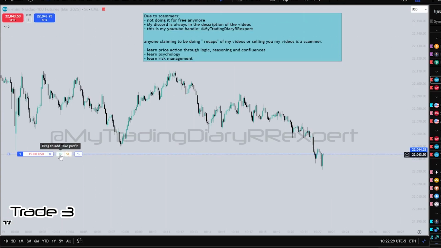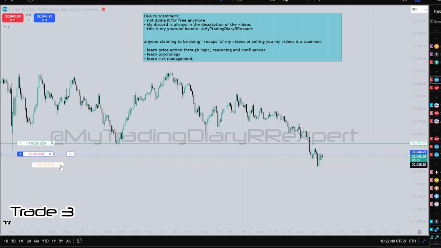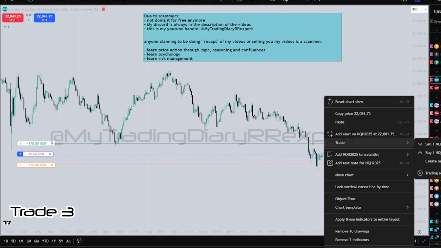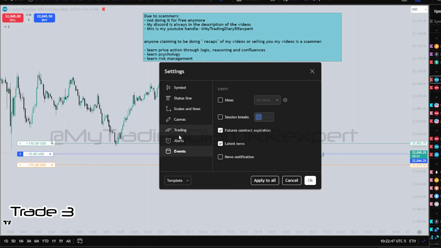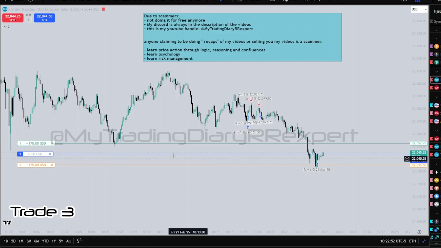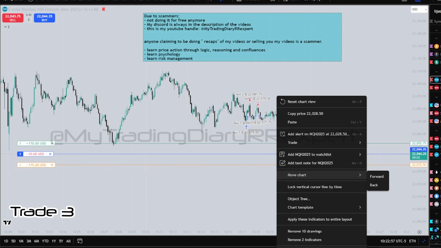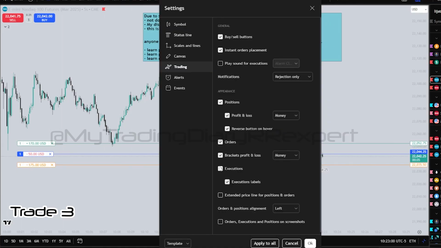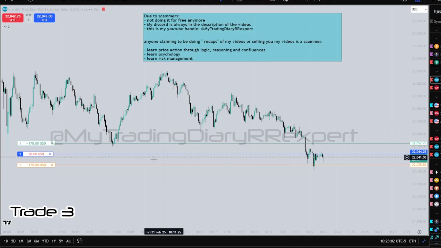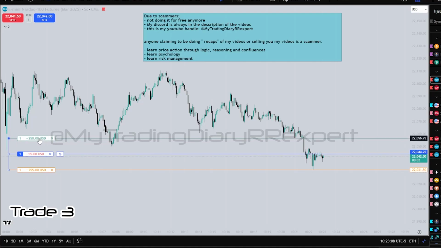Let's go long here. Sorry guys, OBS crashed. So you can see these are the trades I did, but OBS crashed. So again, let me see. Let me put my stop loss here where it is supposed to be.